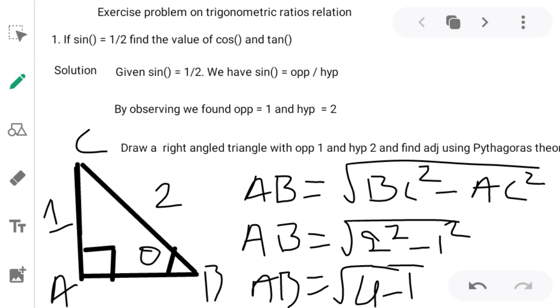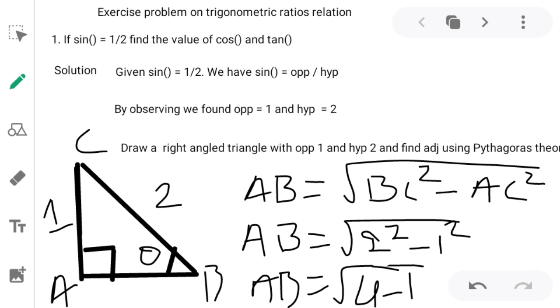I am taking one example. If sin theta equals 1 by 2, find the value of cos theta and tan theta. In the solution, given that sin theta equals 1 by 2, we have sin theta equals opposite by hypotenuse. By comparing numerator and denominator, we get opposite equals 1 and hypotenuse equals 2. By using these dimensions, draw a right angle triangle with opposite side 1 and hypotenuse 2. Here we have to find out the adjacent.